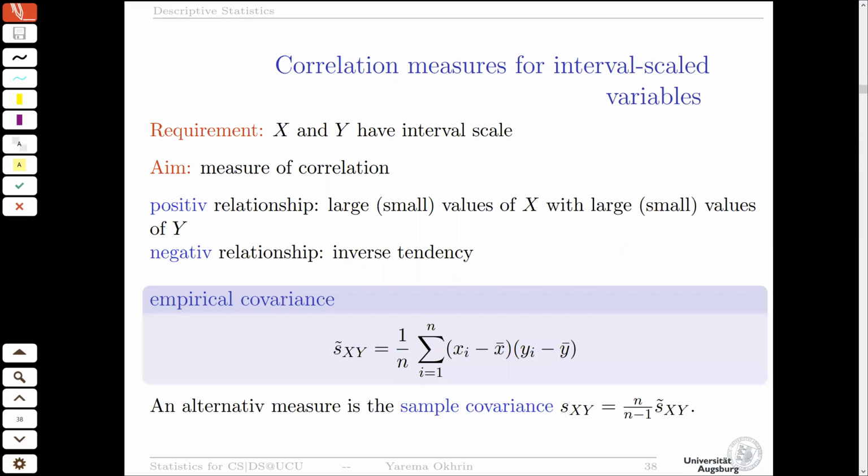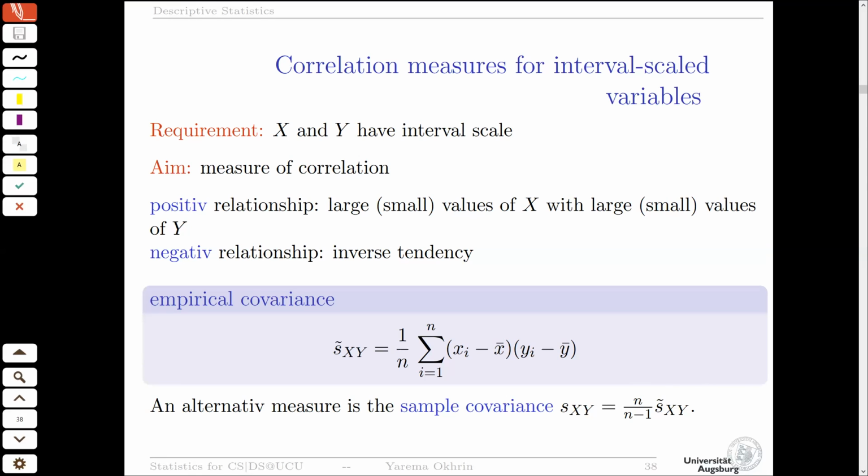So the question is, how can we quantify this relationship? The simplest way to do that is with the empirical covariance. Important is that our x's and y's must have interval scale. In most cases, this implies that you cannot compute this covariance, say, for stars. If you take hotels or grades on Amazon, you cannot take those stars and plug them into this formula. This formula of the empirical covariance in general is used to quantify the relationship between interval-scaled variables.